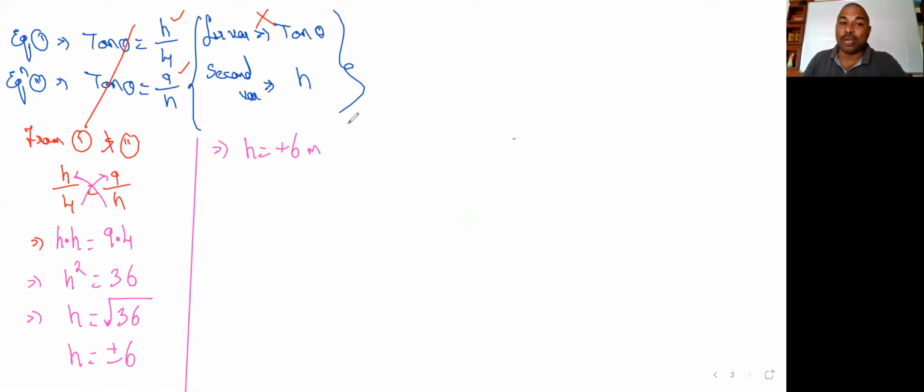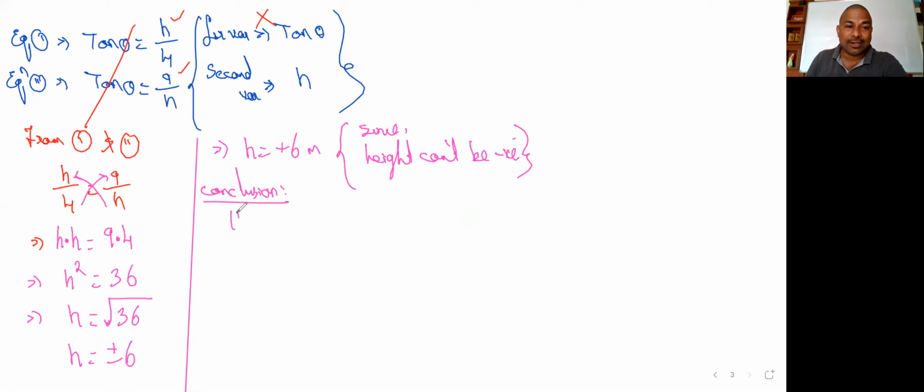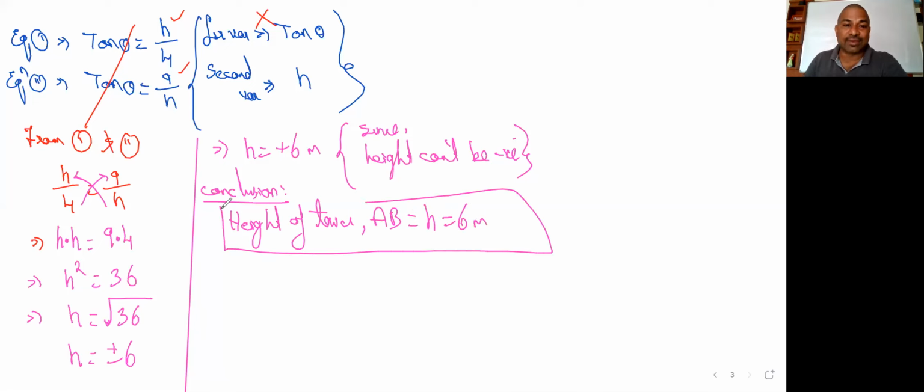Why we have taken only positive? Since height can't be negative. Height can't be negative, right? We can't take it as minus 6. Therefore, what is the conclusion we are making? Height of the tower AB is equal to, we took it as variable h, and it is 6 meters, right?